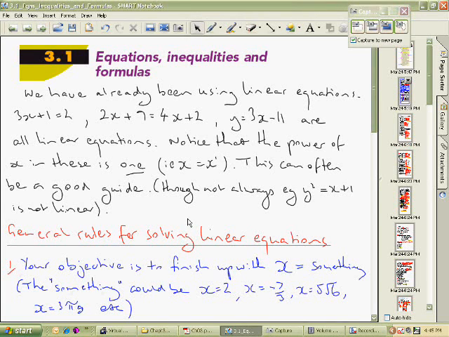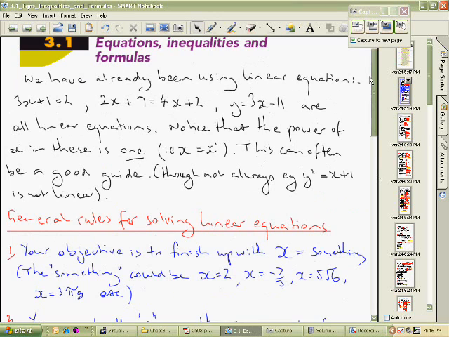Well, welcome to Chapter 3. This first section is looking at solutions of equations, and in particular just the general forms of equations, inequalities and formulas. I'm going to plunge straight into this.